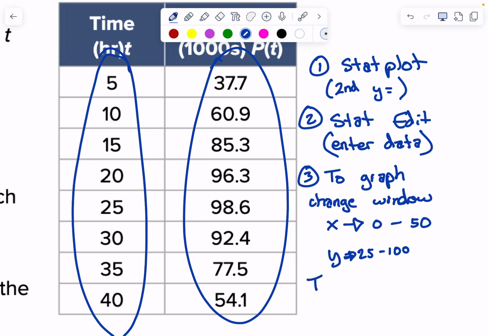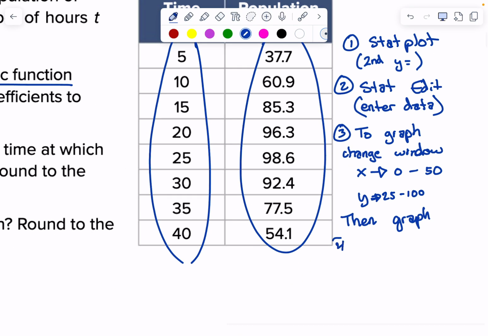Now graph. Does it look like a parabola? Up or down? Down, a downwards parabola. Okay, regression, so I switched step 4 to equation. 0 to 50, and 25 to 100 for y. It doesn't matter as long as you're outside of what the numbers are. You wouldn't be able to go negative 10 to 10 and you'd only see no points. So y min is... where's the equation?